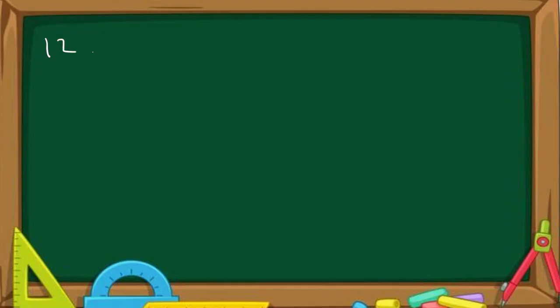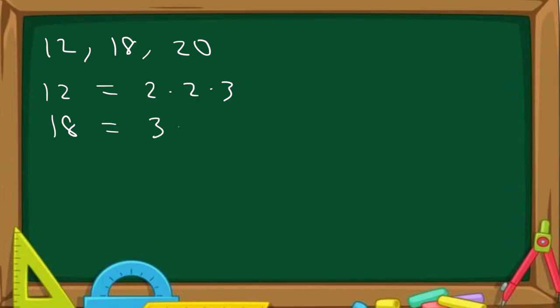Now, what about finding the GCF between three numbers? Let's say 12, 18, and 20. Now, the process is the same, it's simply longer. The prime factorization of 12 is 2 times 2 times 3. And 18, that's 3 times 6, and 6 is 3 times 2. Let me write it in ascending order. So the prime factorization of 18 is 2 times 3 times 3. And 20 is 4 times 5, and 4 is 2 times 2.